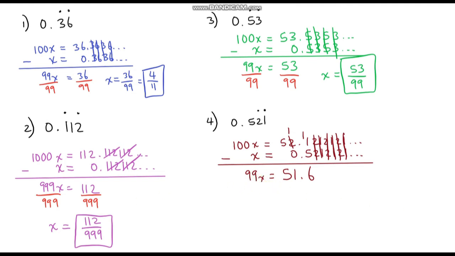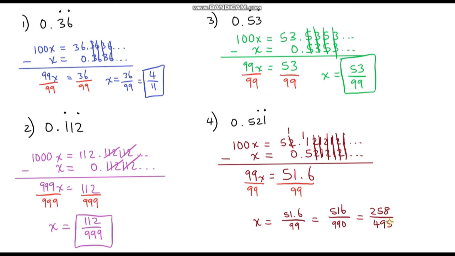So again, we can divide both sides by 99. And we are left with x equals 51.6 over 99. Now we cannot have a decimal in a fraction. So if we multiply the numerator and the denominator by 10, that now becomes 516 over 990. And I can see that this isn't fully simplified yet. Both numbers are even, so we can divide both numbers by 2. So we're going to have 258 in the numerator. 990 divided by 2, well, that is 495. Well, can this be simplified any further?